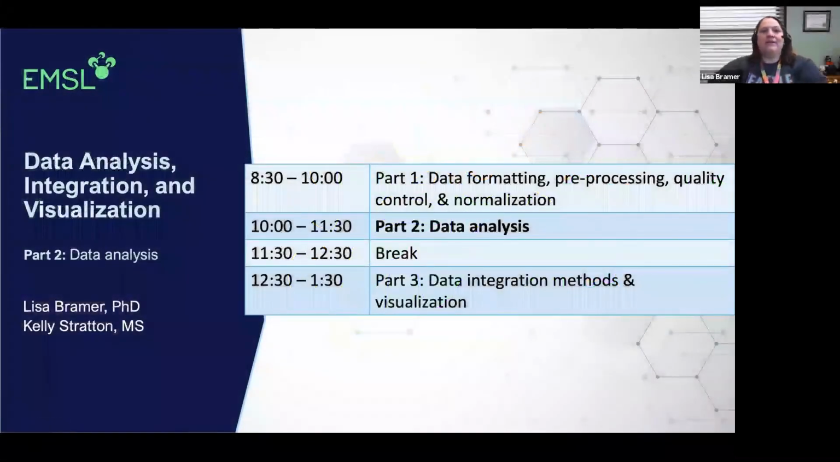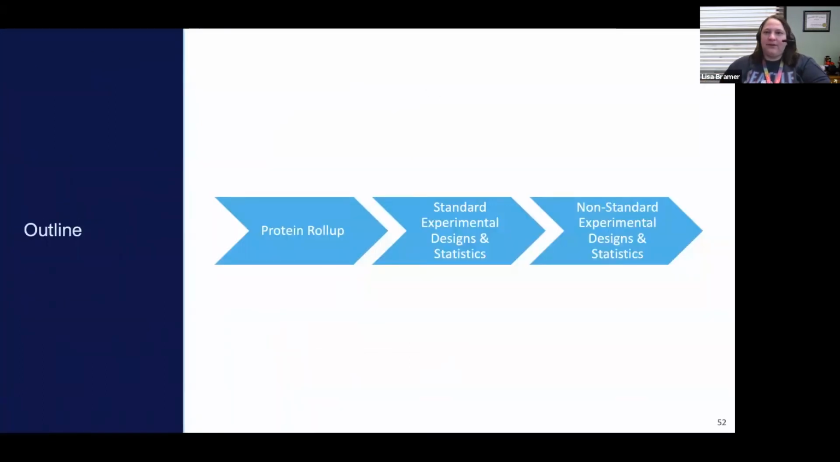Kelly and David talked to you about data formatting, pre-processing, some quality control and normalization. So hopefully after all of that work, you're ready to actually analyze your data. And the steps of analysis that I'm going to cover today are protein roll-up. What do we mean by standard experimental designs and statistics? And what do we mean by non-standard experimental designs and statistics?